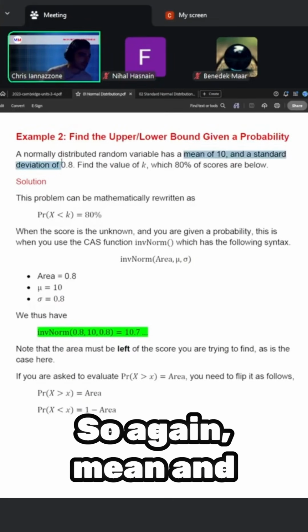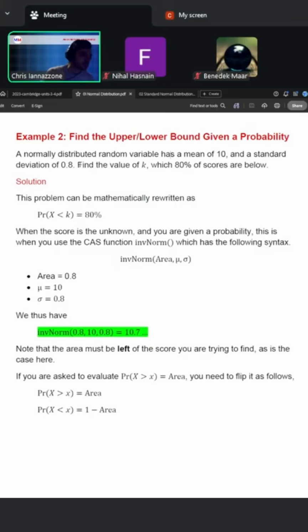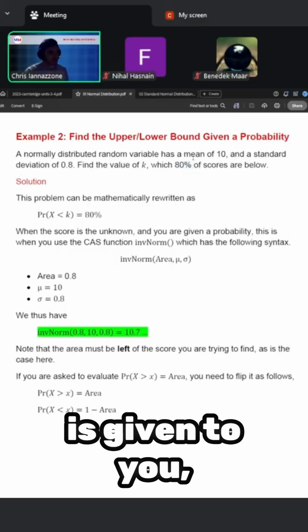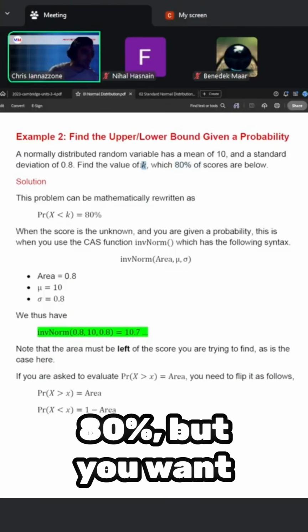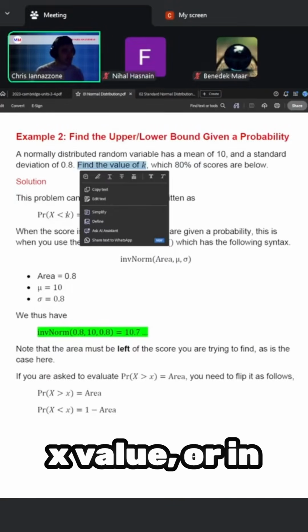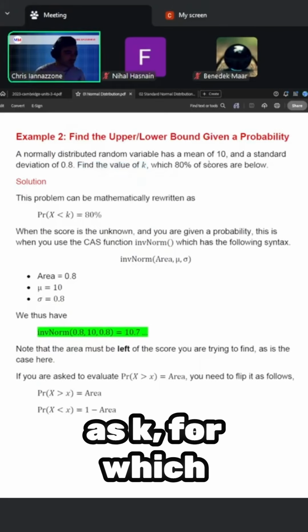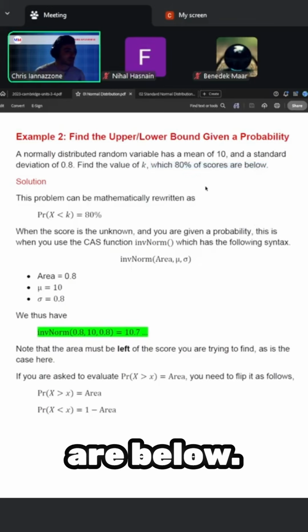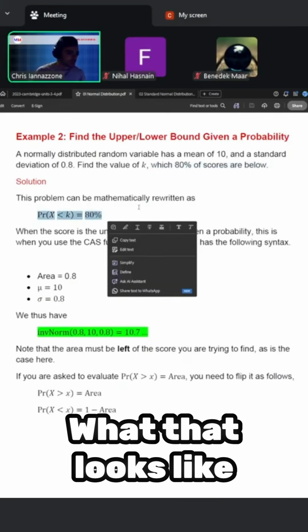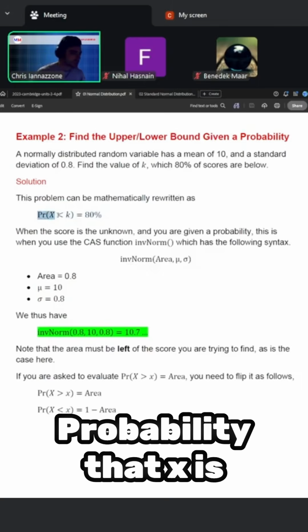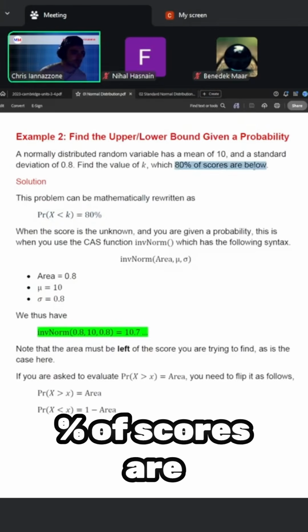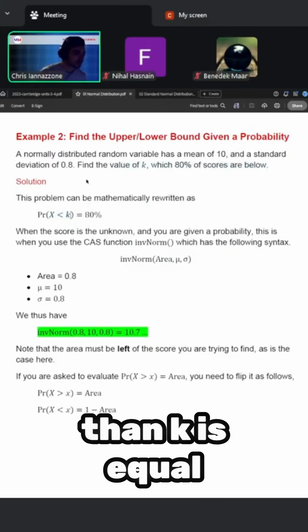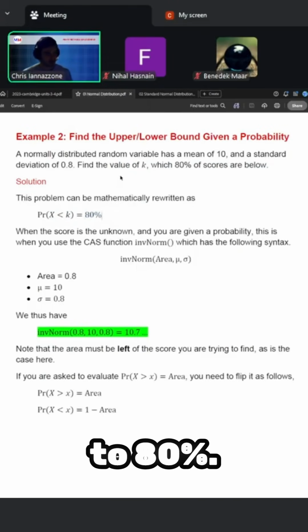Next up, finding an upper or lower bound given a certain probability. So again, mean and standard deviation are given to you directly. This time the probability is given to you, the net probability is 80%, but you want to find the particular x value, or in this case it's written as k, for which 80% of scores are below. What that looks like mathematically would be this, right? Probability that x is less than k, right? 80% of scores are below k, x less than k, is equal to 80%.